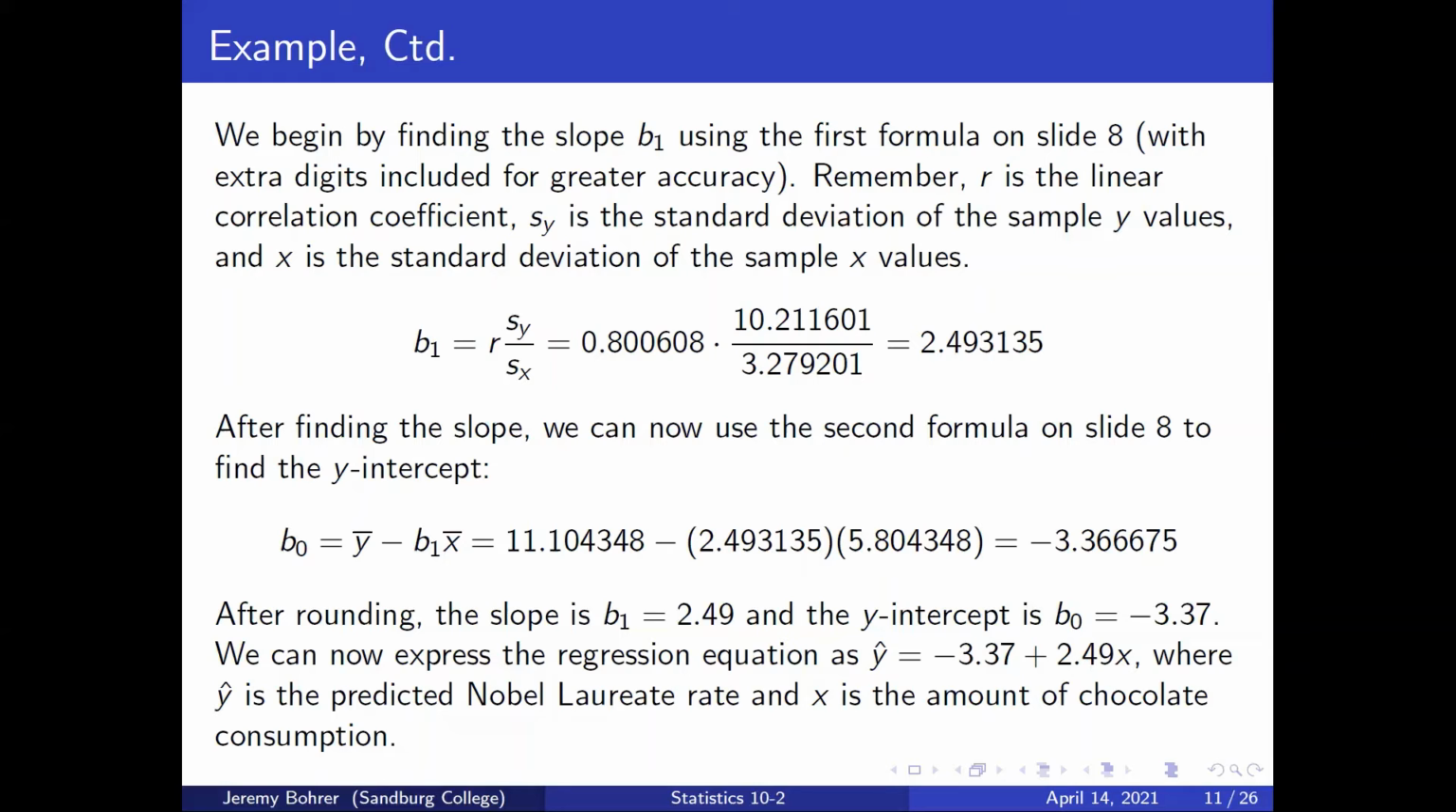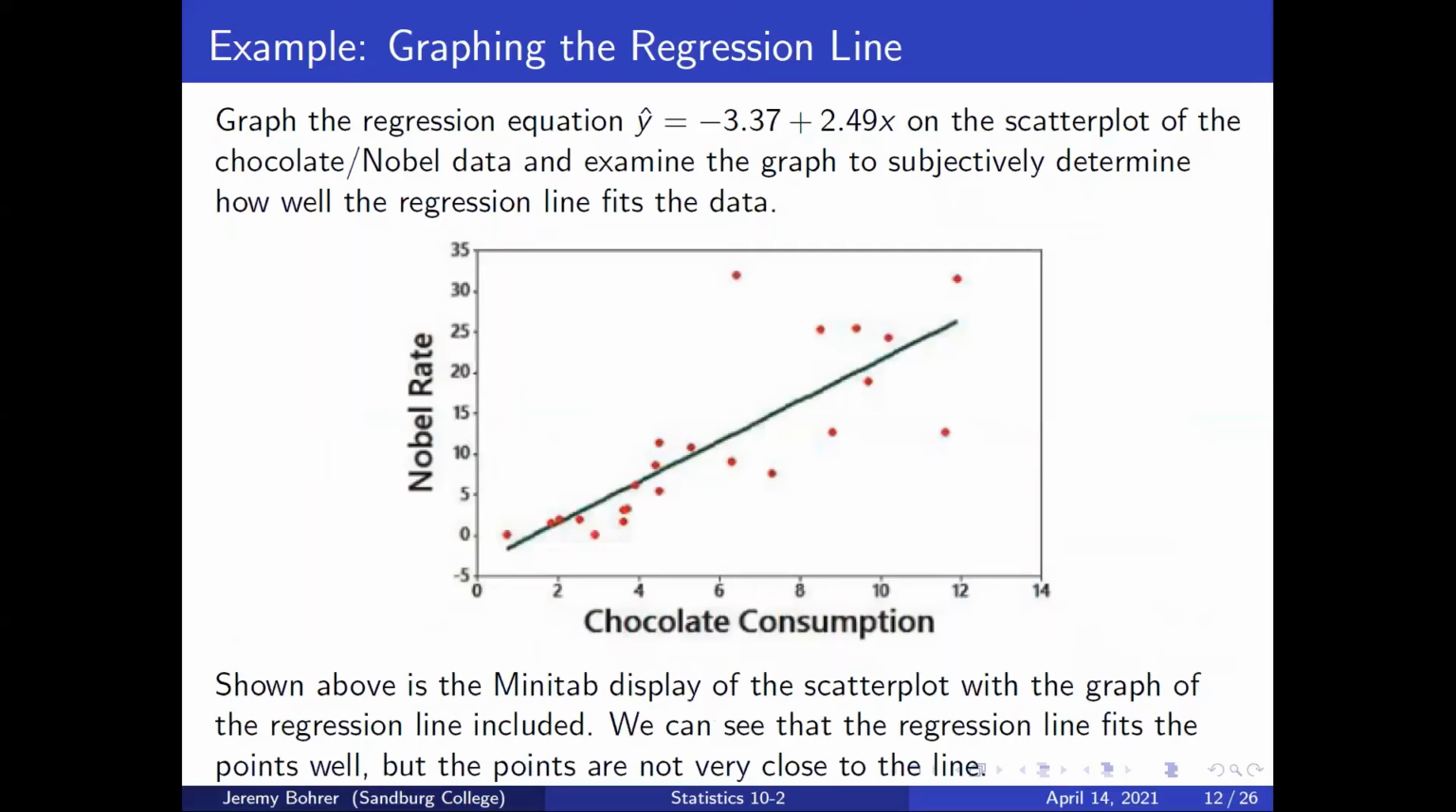We can now express the regression equation as y hat equals negative 3.37 plus 2.49x, where y hat is the predicted Nobel laureate rate and x is the amount of chocolate consumption. Graph the regression equation on the scatter plot of the chocolate Nobel data, and examine the graph to subjectively determine how well the regression line fits the data. Shown above is the Minitab display of the scatter plot with the graph of the regression line included. We can see that the regression line fits the points well, but the points are not very close to the line.